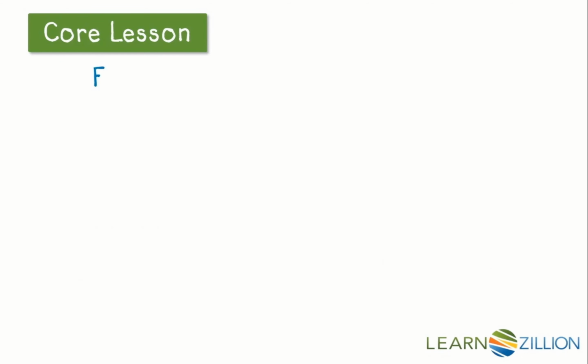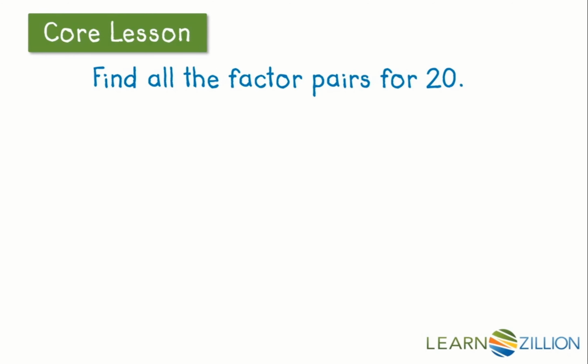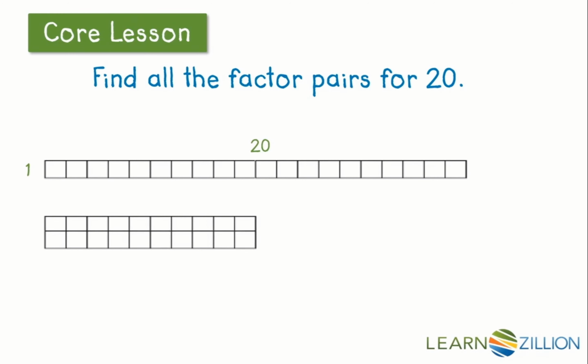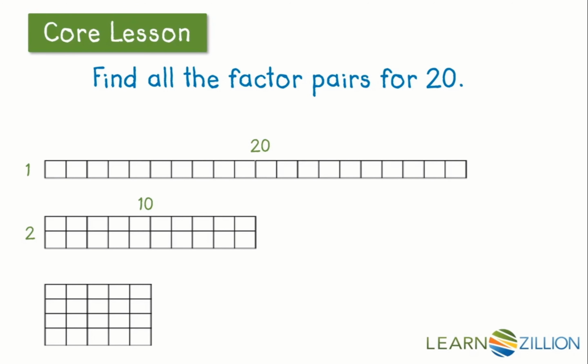Let's go back to that question we had in the beginning of the lesson and apply what we have learned. Find all the factor pairs for 20. Using my area model, I have 1 block high times 20 blocks. I now move to the number 2. I know I can make 2 rows, and that's 2 rows of 10. That equals 20. There is no way to have 3 rows because 3 times 7 is 21, so that doesn't work. So I go into 4. I know 4 rows of 5, or 4 times 5, is 20.